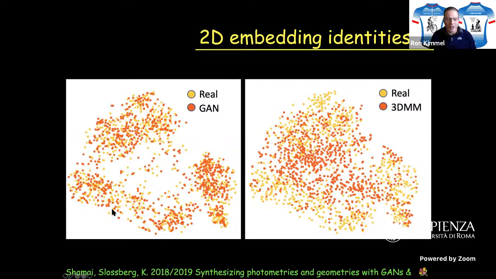If you would just sample from the linear model, then what you would get is something that looks like the red points here that correspond to the linear model, the 3DMM, which is basically a Gaussian that is not representing the true population. If you're training a network, then the network would synthesize faces that would correspond to the distribution of faces in the real world. And this is how it looks like.